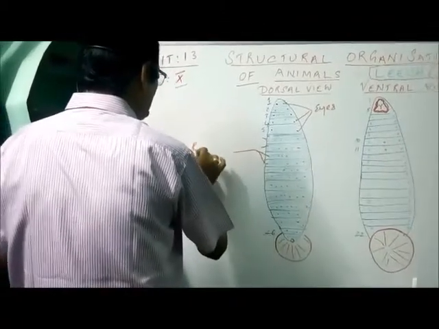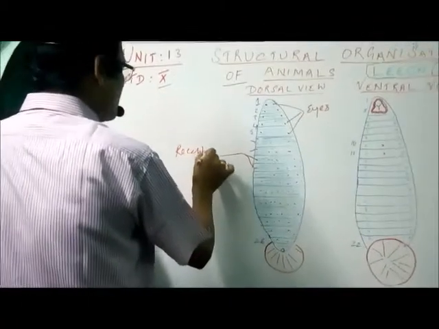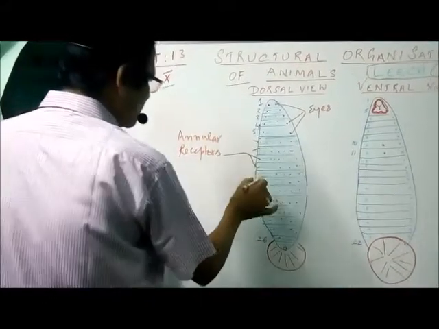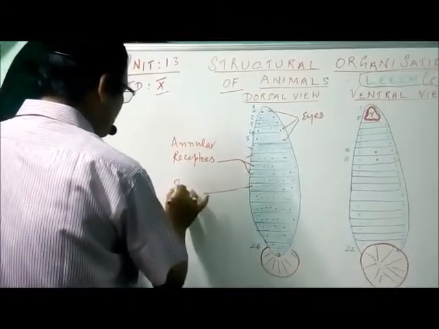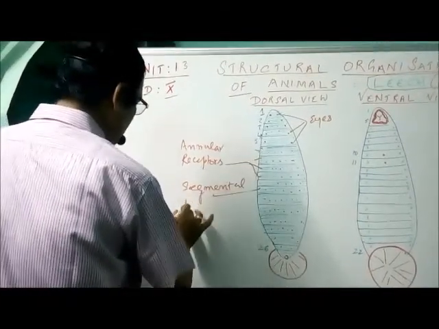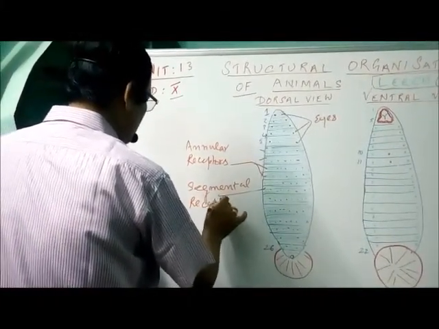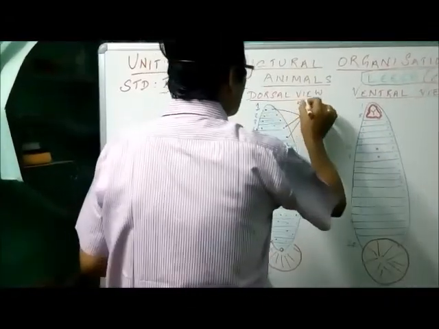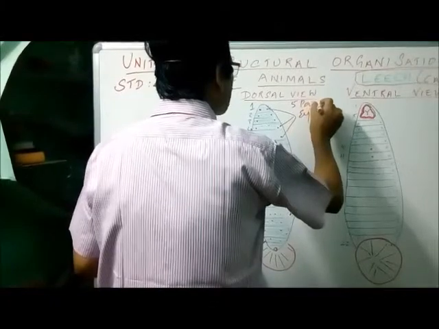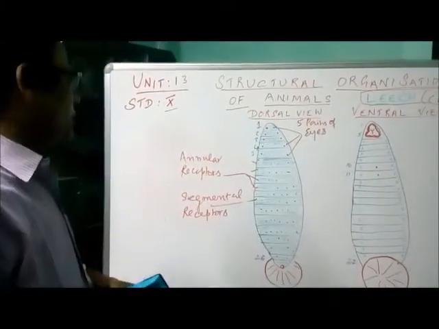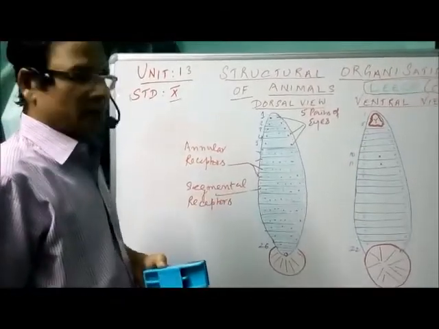Now these are the receptors. Annular receptors. Or we can say this one is an example of segmental receptors, present in each segment. Now there are 5 pairs of eyes. See, I represented the red one. 5 pairs of eyes present in the first 5 segments, 1 pair to each. Now we have to go for the sulcus.